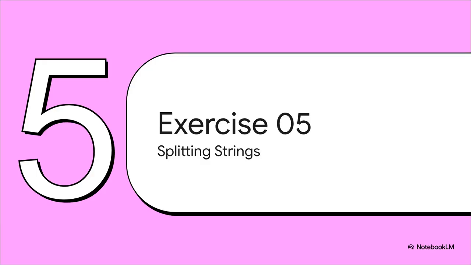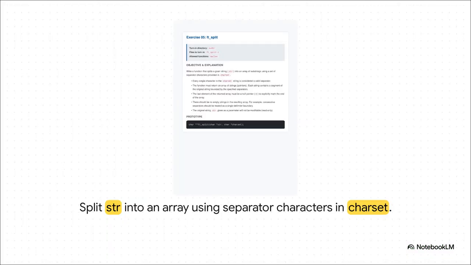And that brings us to the final boss, Exercise 05, Splitting Strings by Delimiters. This is where you prove you truly understand pointers, arrays, and dynamic allocation. Looking at the prototype, notice the double pointer return type. That's because you're dynamically creating an array of strings. Essentially, you're taking one long read-only string and chopping it up into an array of smaller substring pointers based on a custom set of delimiter characters.